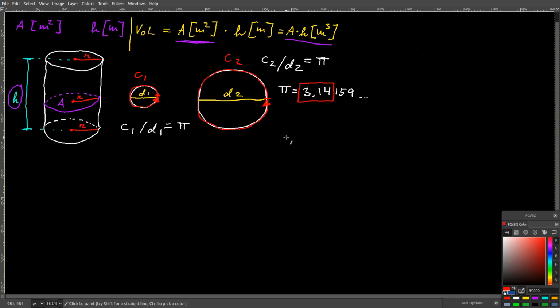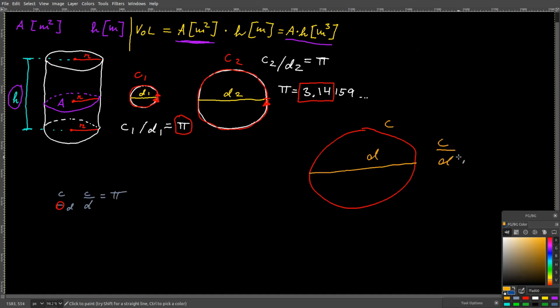And so, the interesting thing about circles in general is that you can have whatever circle you want, no matter how big or how small, but if you take its circumference and you divide it by its diameter, you will always get this number pi. So you can have this kind of circle, or you can have this kind of circle. Here, C over D will give you pi, and then here, C over D will also give you pi.